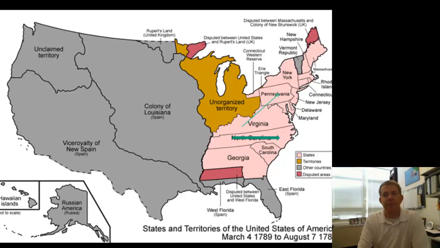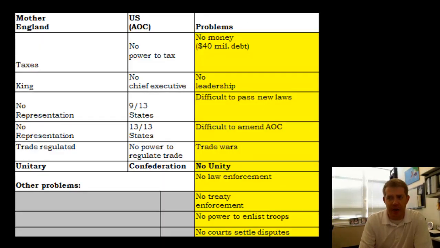So when we look at the government before the Constitution under the Articles of Confederation, which many of you included in your fishbone as being at least something to do with the goals being fulfilled or not fulfilled, here's this table that I would like for you to consider. When the mother country of England governed, these are issues. Here is how those issues are met in the Articles of Confederation. And then over here in yellow, I have the new problems.